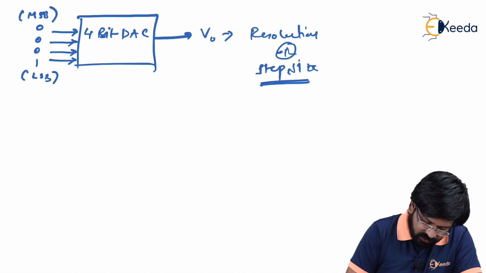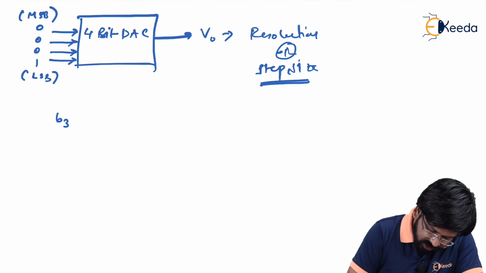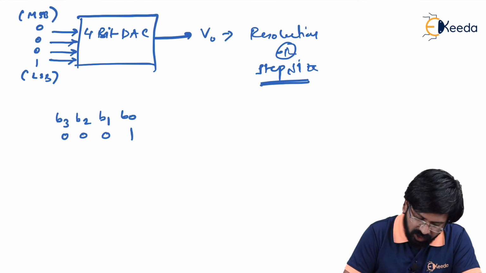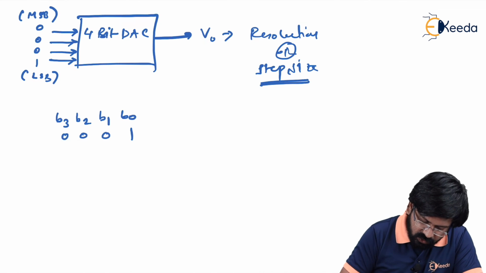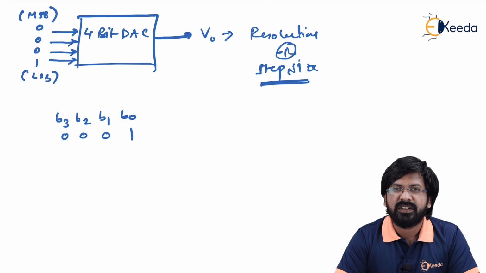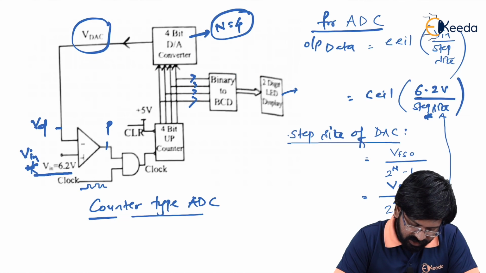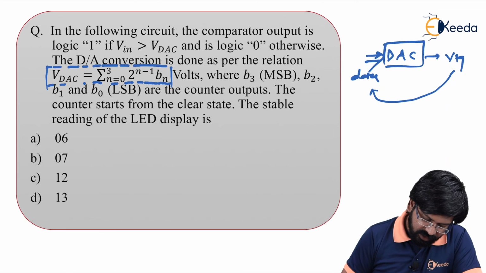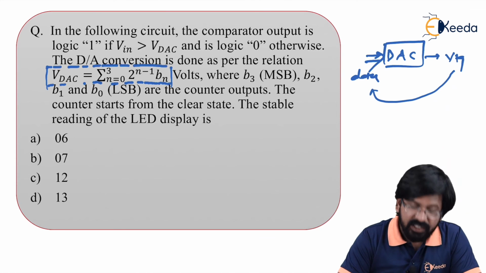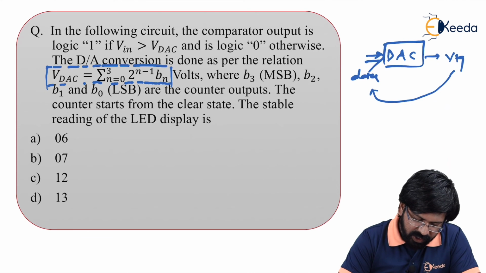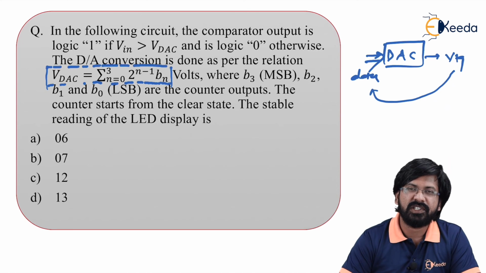So anyhow, I want to get the step size or the resolution, and this is the only way to do this. So can I say that the value of B3, B2, B1, B0 is 0, 0, 0, 1, for which I have to get a step size? Is that right? Or I have to get the value of V0. So if you remember, in the question the relation between VDAC and input data was already provided. Let us see that. I have highlighted that formula. VDAC equals summation n equal to 0 to 3, 2 to the power n minus 1, Bn. So this relation is already given.